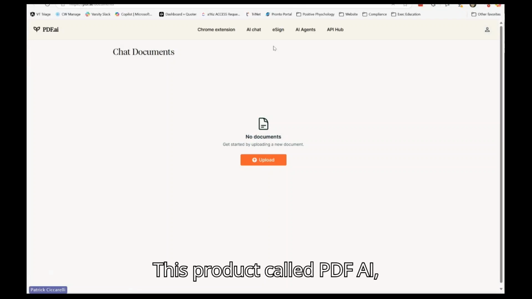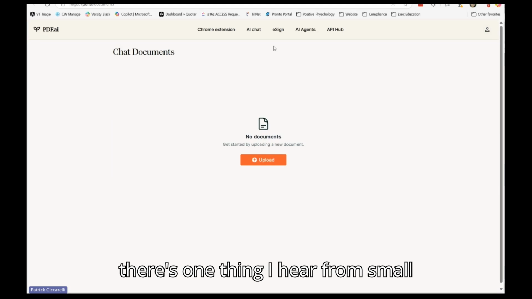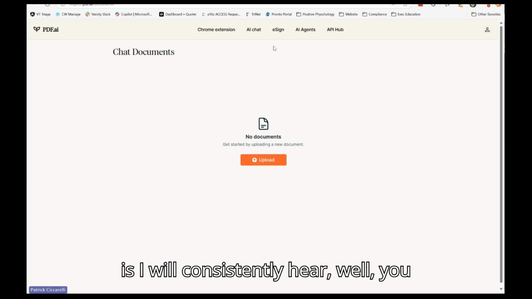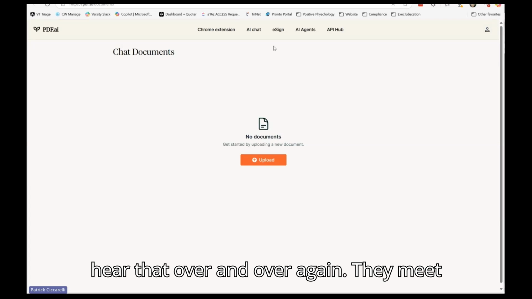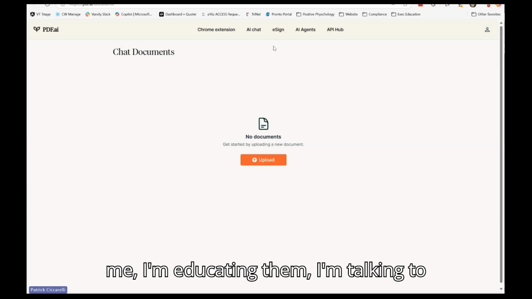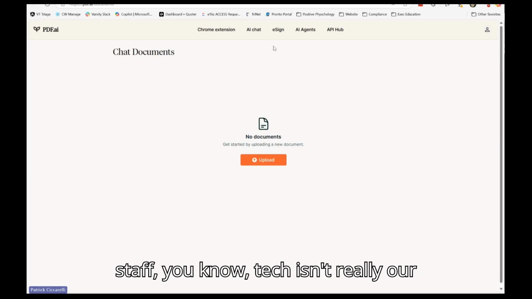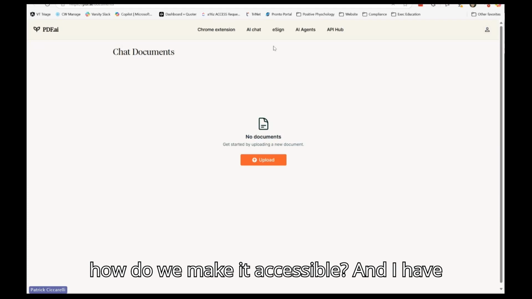This product called PDF.ai is really easy to use. And if there's one thing I hear from small organizations or nonprofits in general, it's, "Well, tech isn't our strength." I hear that over and over again. They meet me, I'm educating them, and they're thinking about working with us in some capacity. Like, well, for our staff, tech isn't really our strength. And so this ease of use, how do we make it accessible?